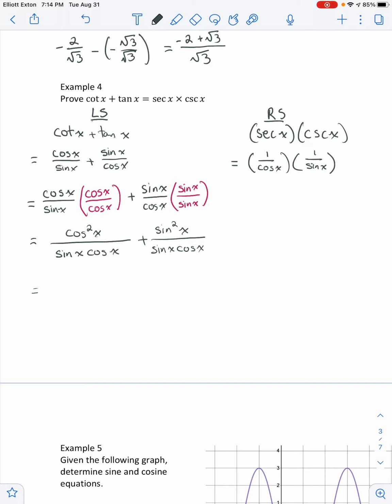And what we can recognize here is our Pythagorean identity, because we've got cos squared x plus sine squared x all over sine x cos x. Now we know that cos squared x plus sine squared x is equal to 1 according to the Pythagorean identity. So this is really equivalent to 1 over sine x cos x.